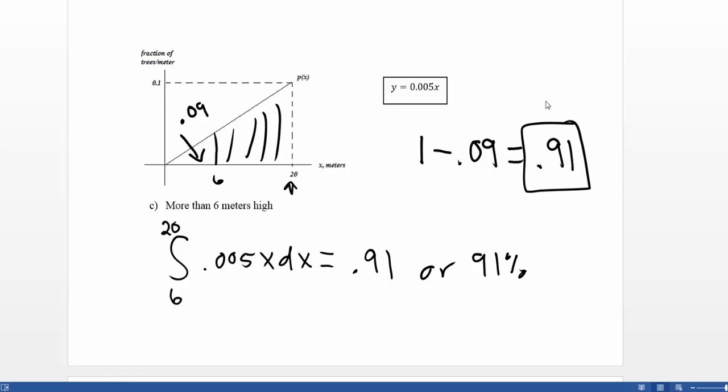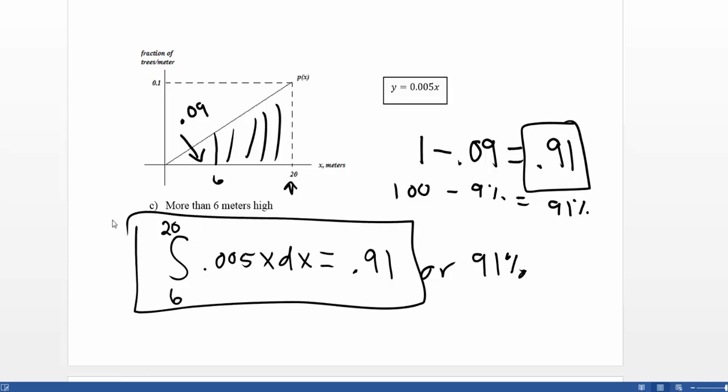So for part B, we found the percentage that was between 0 and 6 meters high, and now we're trying to find 6 to 20. So those are complements because together they represent the entire population. So we can do 1, which again represents 100%, minus 9%, which would give us the 91%. We don't have to, however, because we can just stick with our integration if you're comfortable with that.